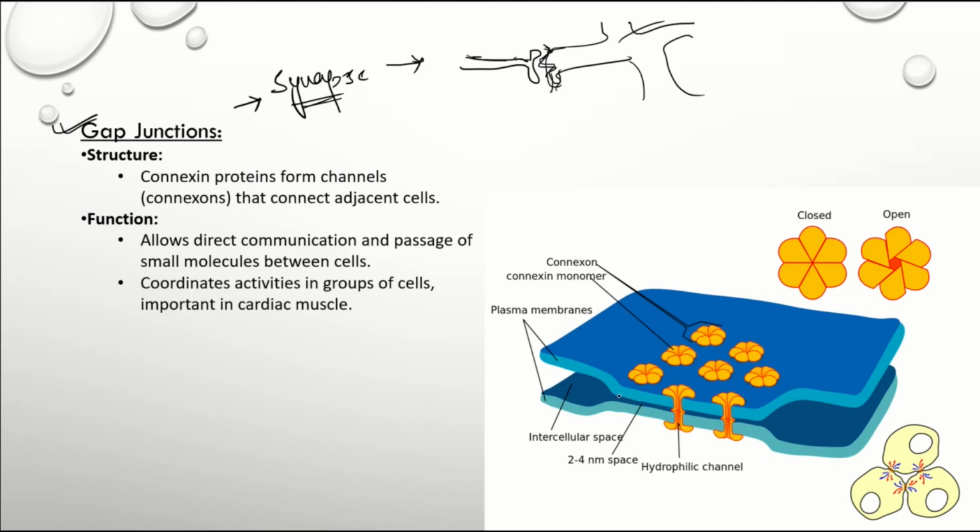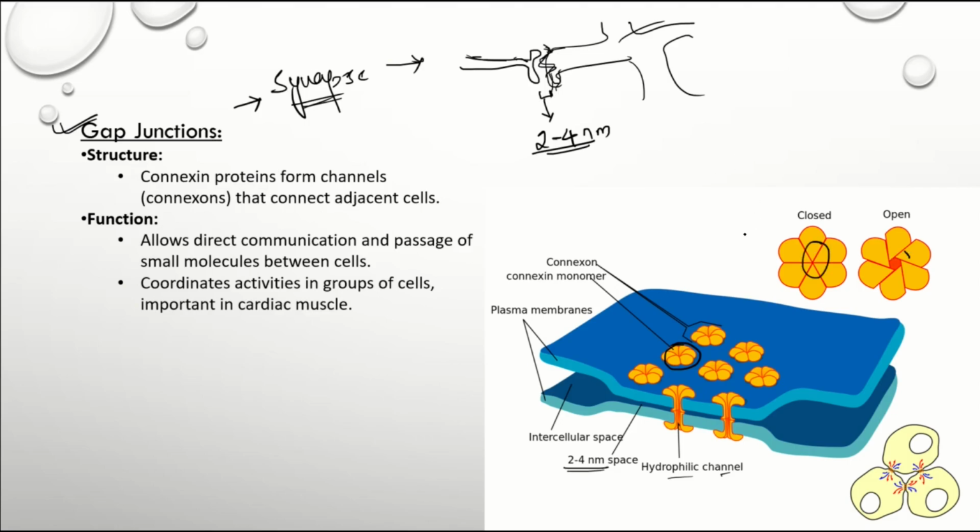Basically, there will be an intercellular space of usually 2 to 4 nanometers between these. The size of this space will usually be 2 to 4 nanometers, right? Now in this 2 to 4 nanometers, in the plasma membrane there are some connexin proteins present, and there will be some hydrophilic channels. Like you can see, this is closed and this is open.